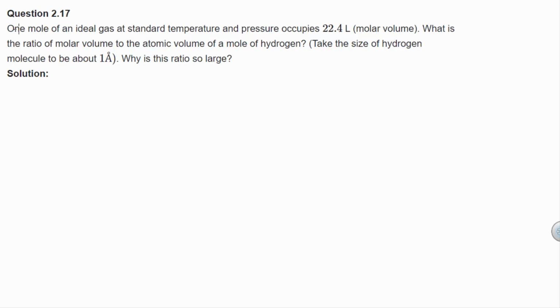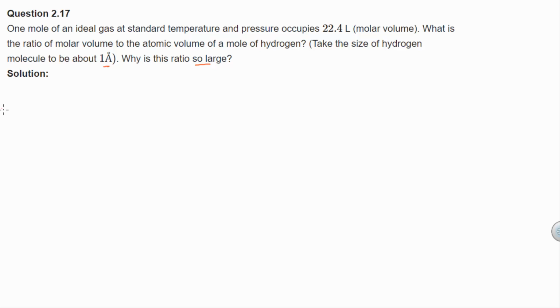Let us now begin with our question. Our question states that 1 mole of an ideal gas at standard temperature and pressure occupies 22.4 liter. What is the ratio of molar volume to atomic volume of a mole of hydrogen atom? Take size of hydrogen molecule to be about 1 angstrom. Why is this ratio so large?